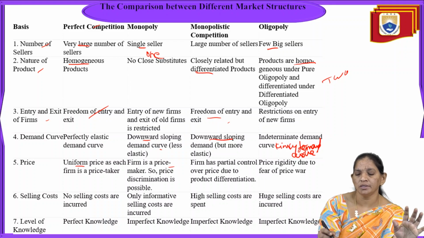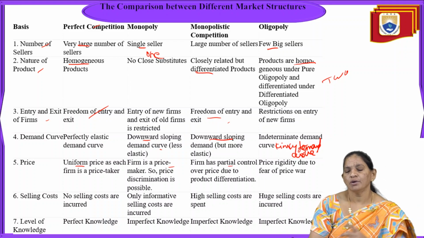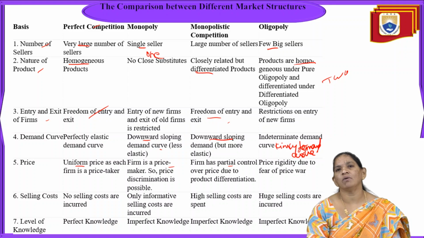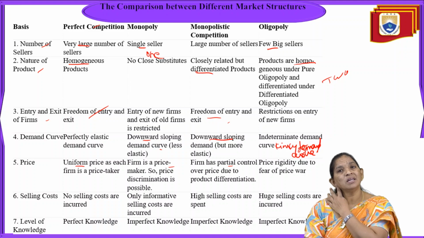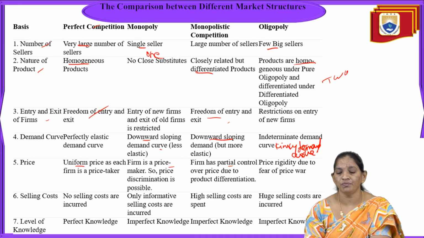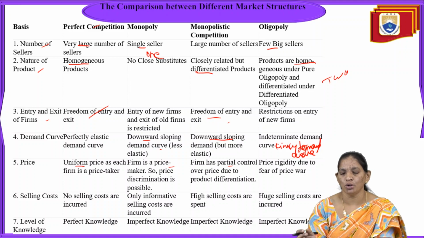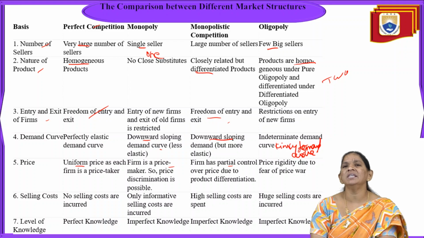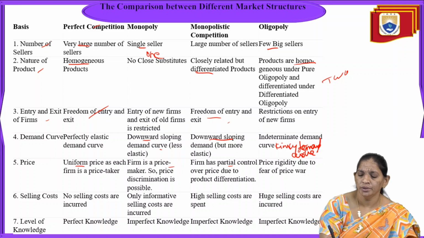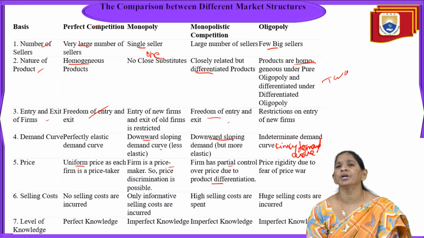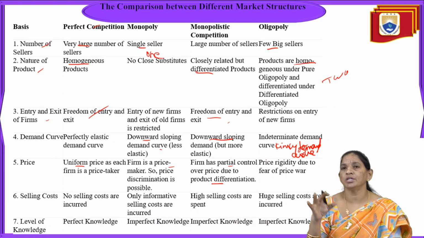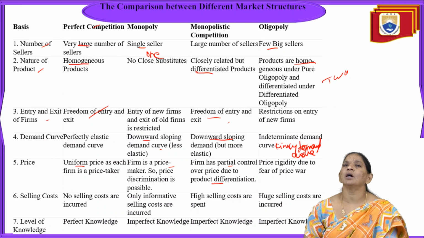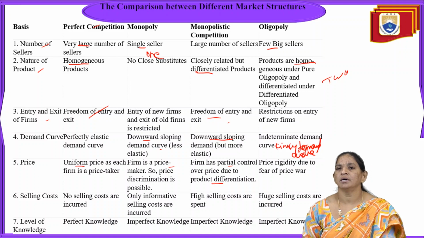But when you come to monopolistic competition, the firm will have partial control due to the close substitutes, and there will be free entry and exit. So we have a partial control upon the price, and this control is also possible based upon product differentiation. It means as the features of the product differ in order to face the competition, partial control relating to the price will be observed in the monopolistic market.